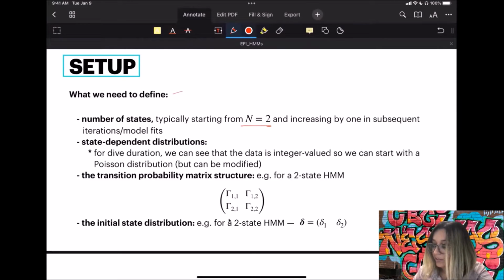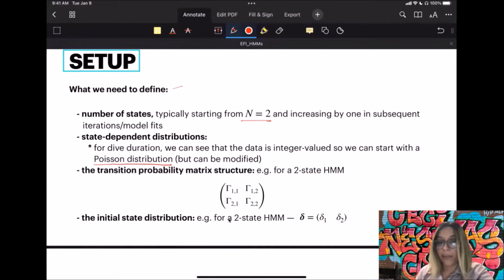State-dependent distributions. The dive durations are integer valued, so we can turn to something like a Poisson distribution. But these are also choices that we're going to have to make. Do we select a Poisson distribution for our state-dependent distributions? Do we select a negative binomial distribution? Right, so what are the correct distributional forms for our states? And that's very challenging, but it's always just an assumption we need to make going forth.